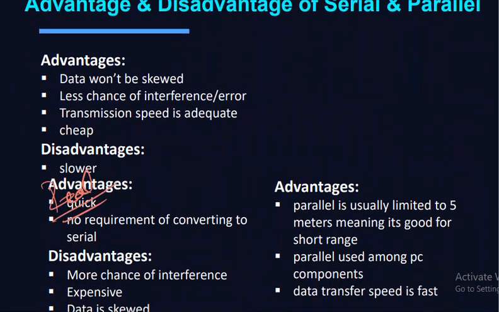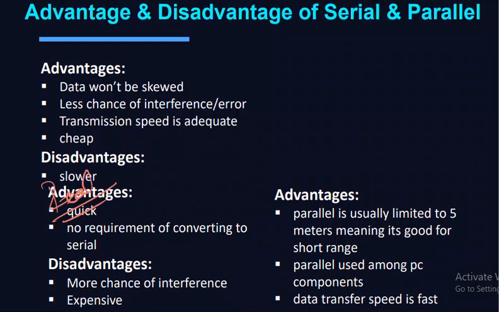Alright, so there are some advantages and disadvantages of serial and parallel, simplex and duplex. For serial: data won't be skewed, there is less chance of interference or error, and the transmission speed is adequate and cheap. It is obviously slower, because it is sent a single bit at a time on a single wire.